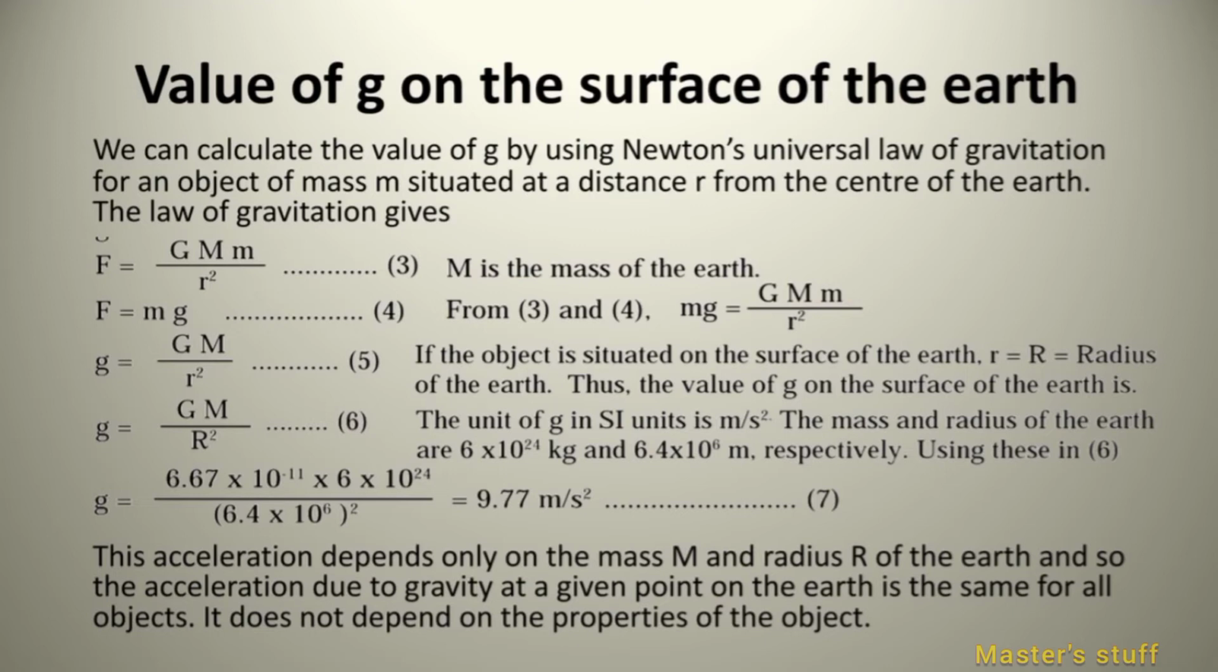This acceleration depends only on the mass and radius of the earth. So, the acceleration due to gravity at a given point on the earth is the same for all objects. It does not depend on the properties of the object. Hence, the same amount of acceleration is exerted on every object on the earth's surface.